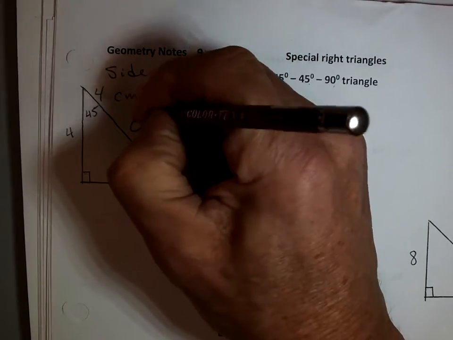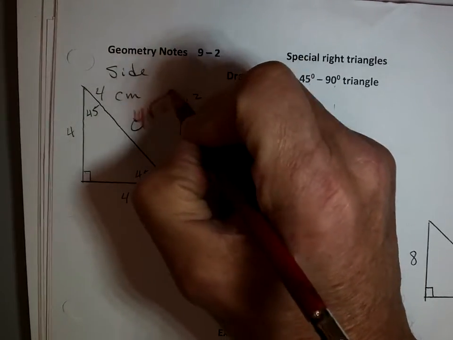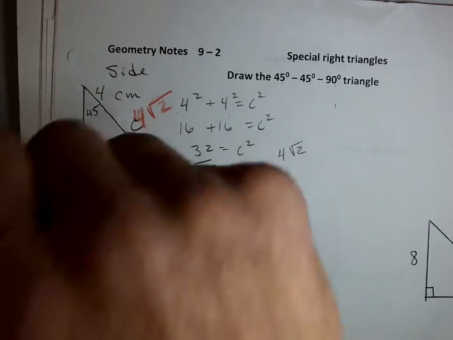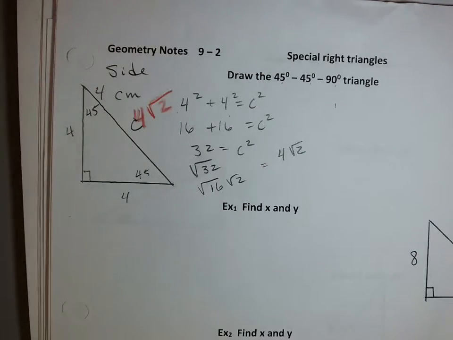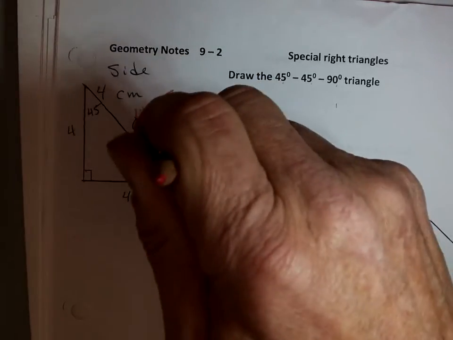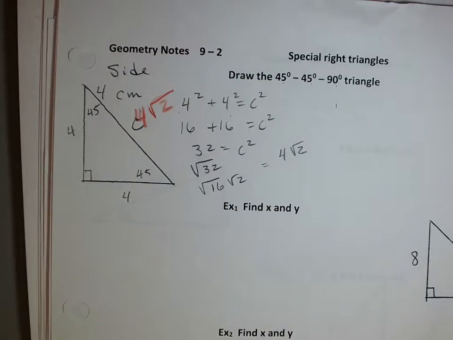Well, it turns out that happens all the time. In a 45, 45, 90 triangle, these two sides are always going to be equal, and the third side is always going to be whatever this is times the square root of 2. Always. In fact, it's such an important triangle. If you take a look at what I have up here on these sides, I've got x, x, x square root of 2, like 4, 4, 4 square root of 2. So let's put this triangle in your notes so you always have it.